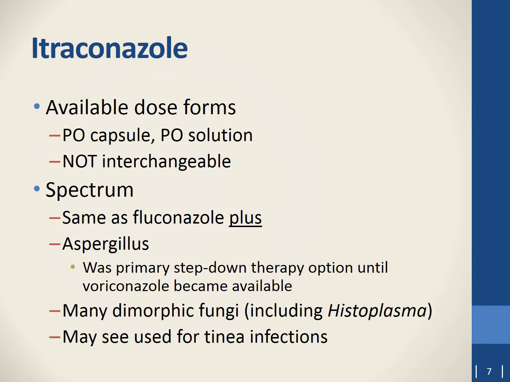The next agent we'll talk about is itraconazole, which is slightly older than fluconazole. It is available orally only. Fluconazole is available IV and orally, but itraconazole is available only as a PO capsule or solution, and the dosing of these are not interchangeable.